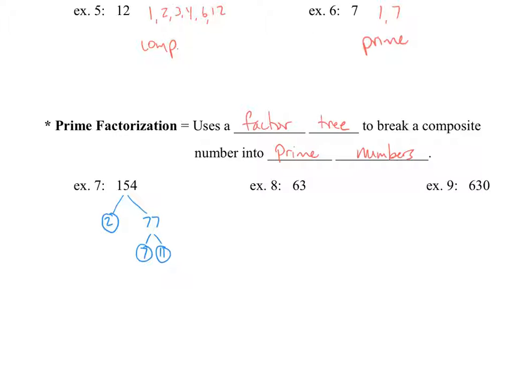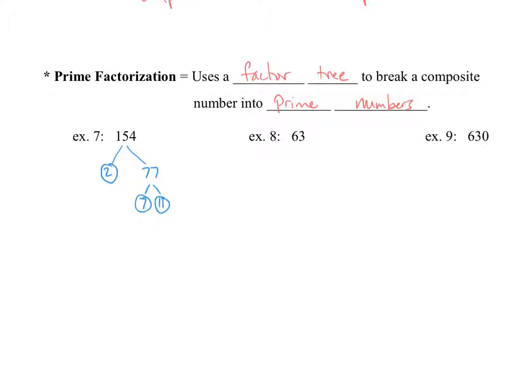Now let's make it what we call prime factorization. So that's 2 times 7 times 11. That is prime factorization. If you type 2 times 7 times 11 in your calculator, you should get 154. Nope, error. Then you pushed something wrong. Yeah, 154.